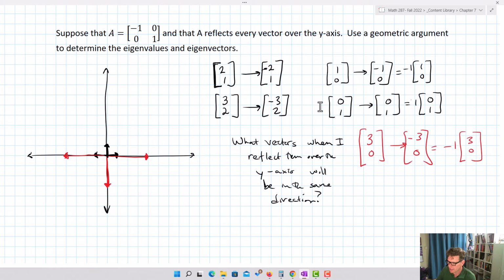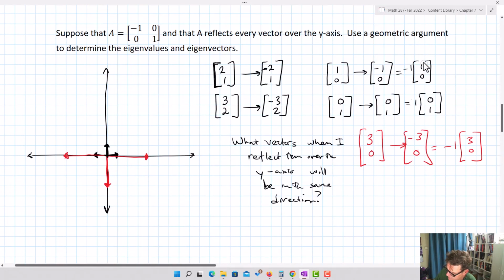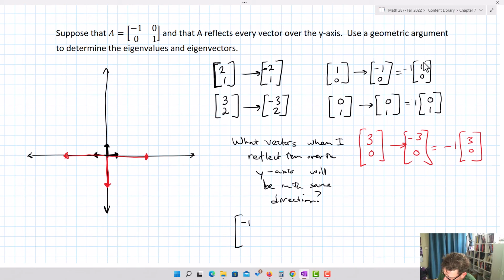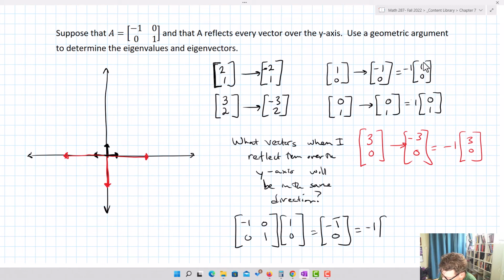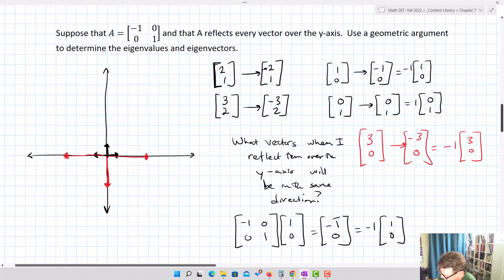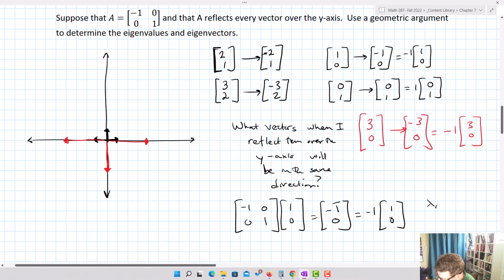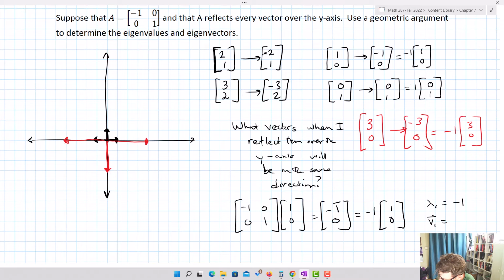Now, let's take a look and see if this is actually true. So, allow me to go back to black. I've got -1, 0, 0, 1. I'm going to multiply that now, and we said that 1, 0, we expect that to go to -1, 0. Well, I get -1 when I multiply it, and then 0, which is -1 times 1, 0. There's my eigenvalue and eigenvector. So lambda 1 equals -1, and v1 is going to equal 1, 0.